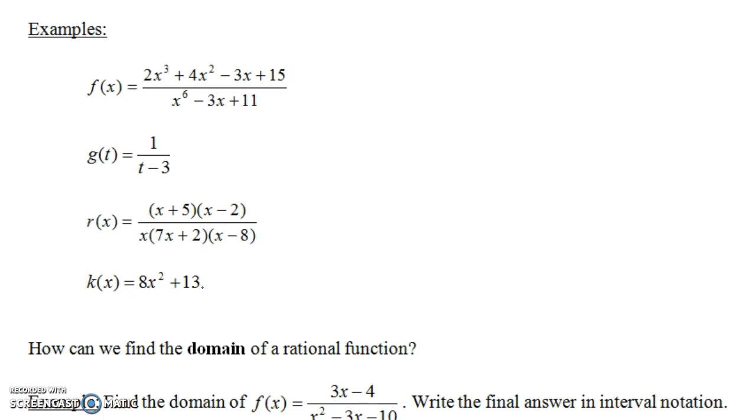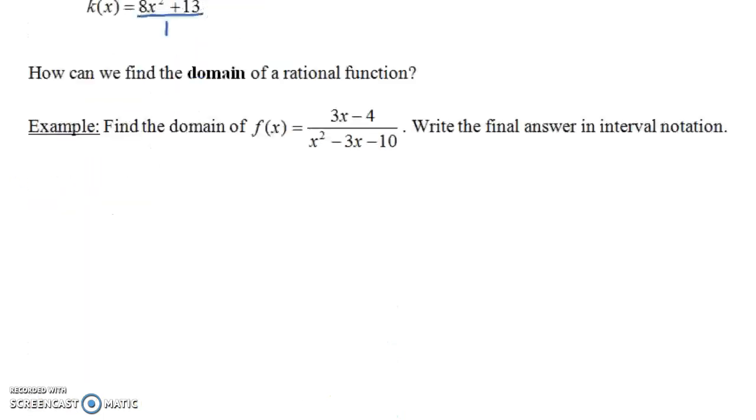And now the last one, k of x, it might not look like this is a rational function. It's just a polynomial here, but we could think of this as being this over 1. Okay, and 1 is a polynomial, and so this is a rational function. So any polynomial could be thought of as a rational function because you could think of it as that polynomial over the polynomial 1.